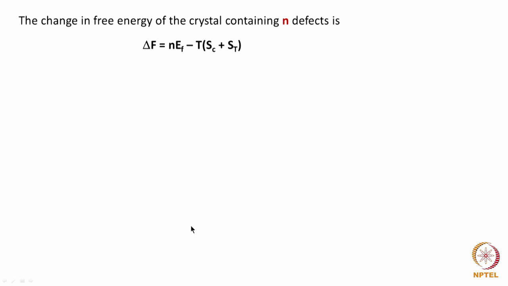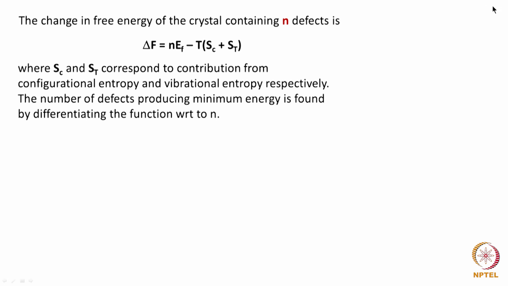One is SC, the configurational entropy, and the other is ST, the thermal vibration around each vacant site which we have created; there will be a variation. So the contribution from the thermal vibration also has to be taken into consideration. We can substitute for SC using the Stirling approximation.